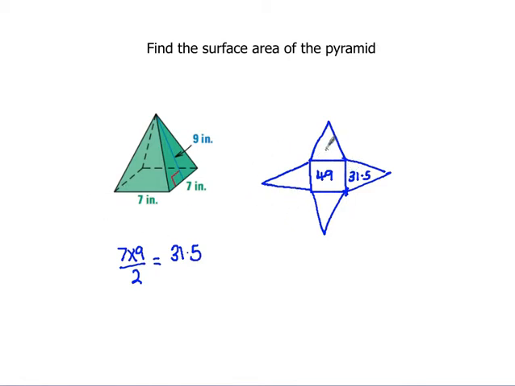So 31.5 plus 31.5, which is why I didn't need to half it, because that's just going to take me straight back to 63. And then I've got another 2 of those. So in effect I've got 4 lots of 31.5 or 2 lots of 63. So I've got 126 for all of the triangles put together, and I've got 49 for the square bottom part. So when I add those together, that gives me 175. And now I'm going to put the units back on the end, which is square inches in this situation.